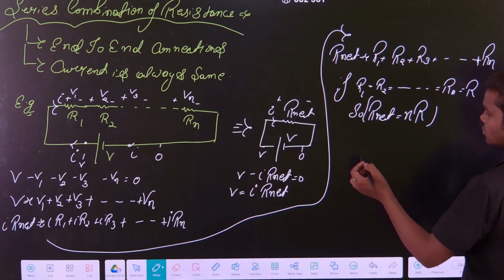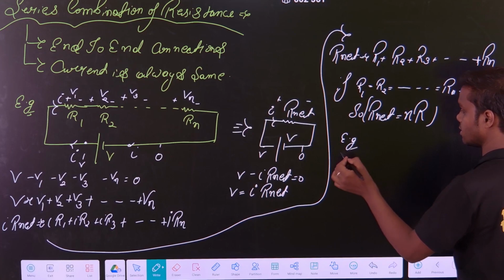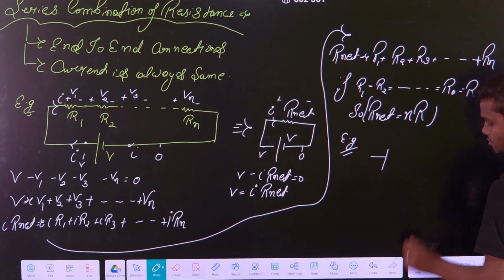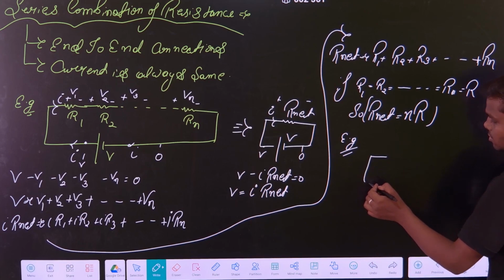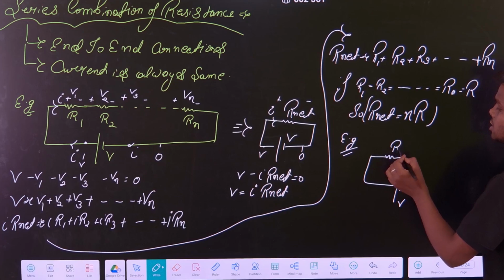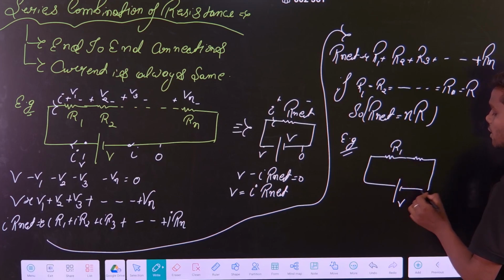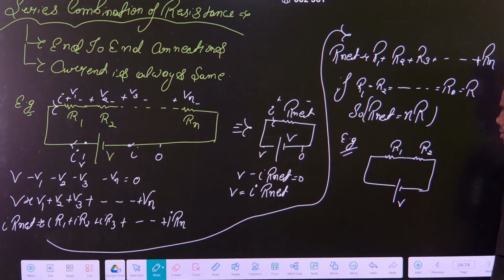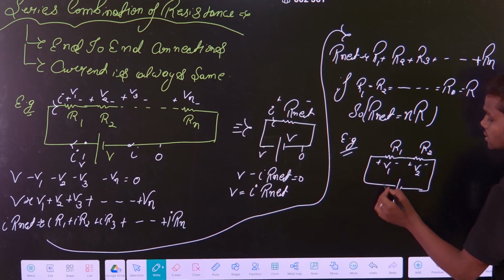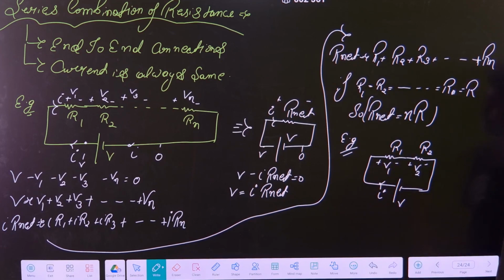And one more thing, suppose I ask you one example. Suppose there is a circuit, suppose this voltage is V, and I have connected a resistance R1 here, and a resistance R2 here, and the voltage drop is V1 here and V2 here, and suppose the current I is flowing. Then how will you find V1 and V2? Can you tell me some quick method?